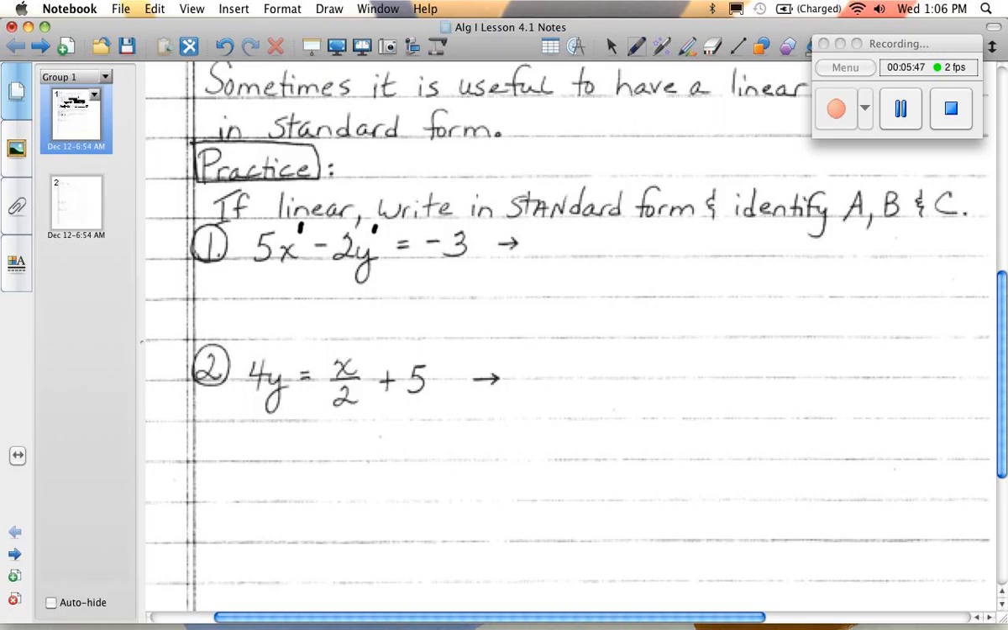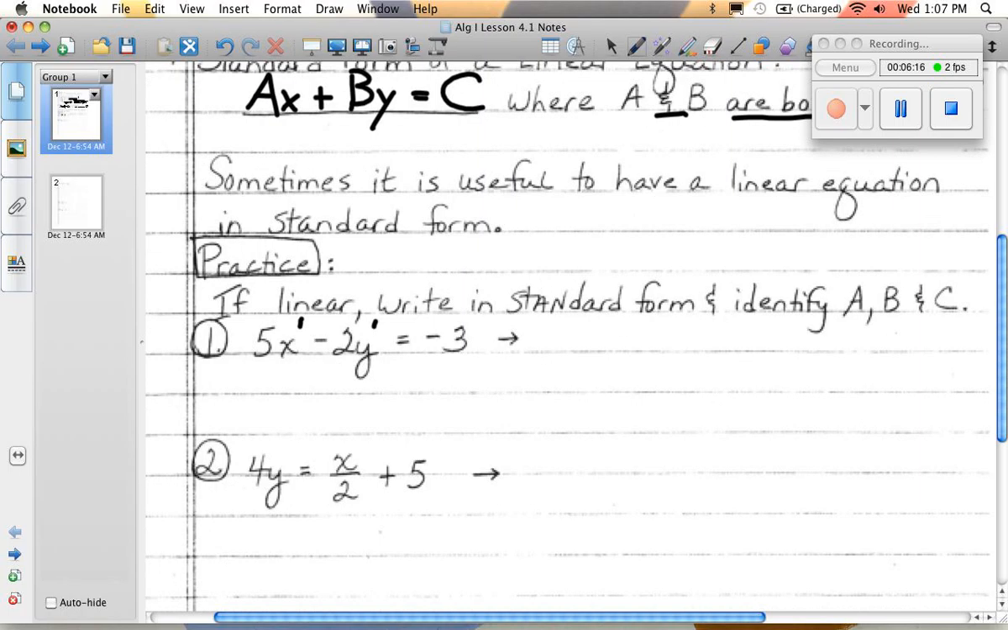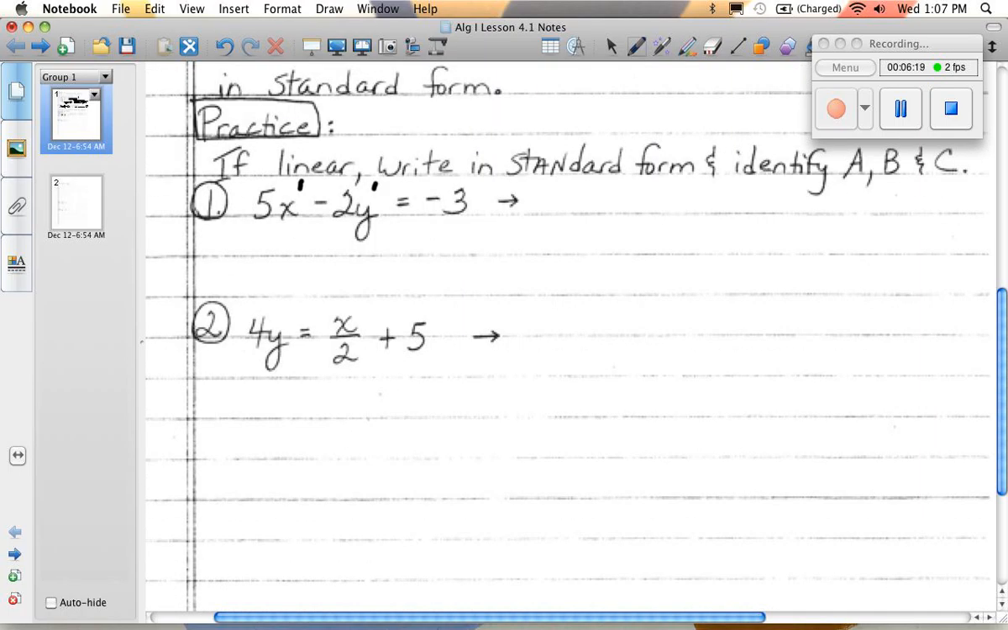Are x and y being multiplied times each other? No, y's are being subtracted from x's. Nothing wrong with that. Are either x or y in a denominator? No. Are either x or y in an exponent? No, they're not up in an exponent. Are either of them under a radical sign? By the way, here's what radical signs look like if you're not sure what that meant. That's a radical sign. No, they're not under one. So is it linear? Yeah, it is linear. It meets all of the standards.